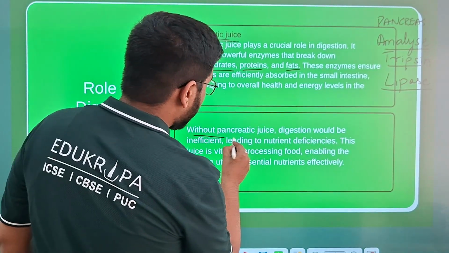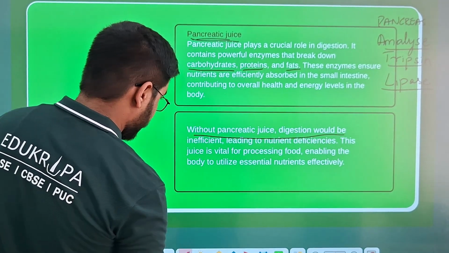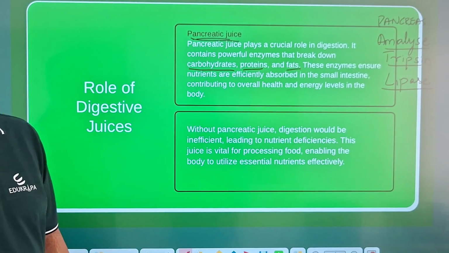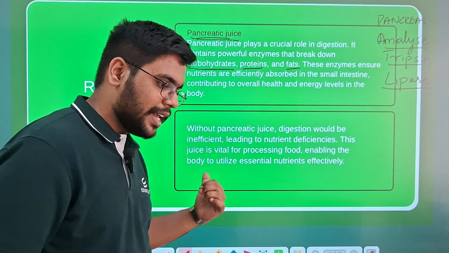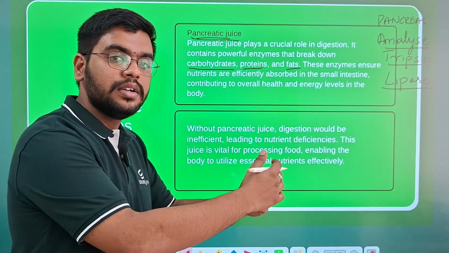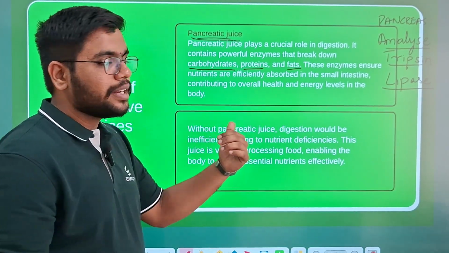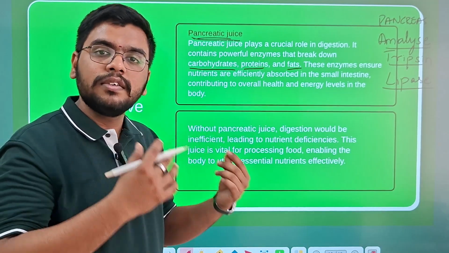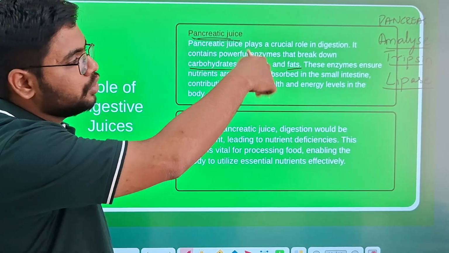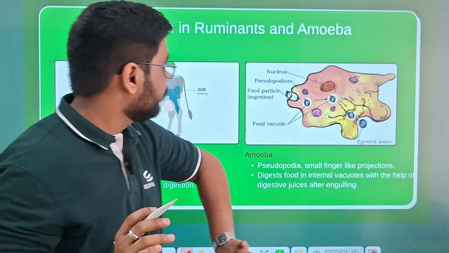Next, without pancreatic juices, digestion is very inefficient. Why is it so? Because when the digestion is approaching the final steps of the digestive tract, these pancreatic juices make it even easier for the digestion to happen with those three enzymes.